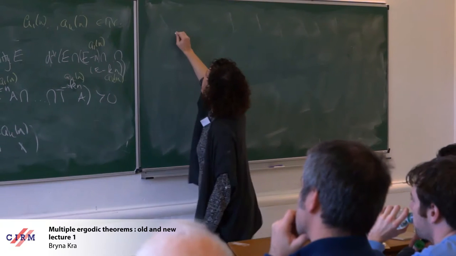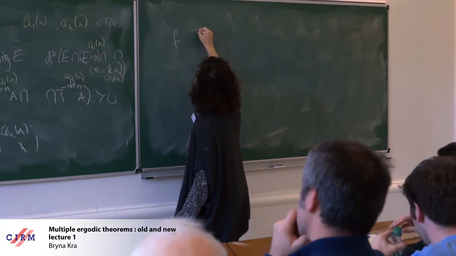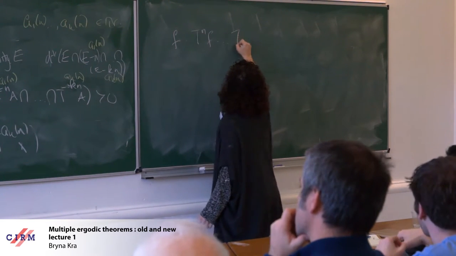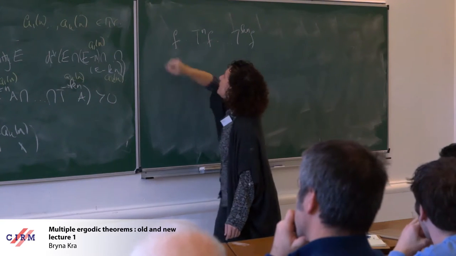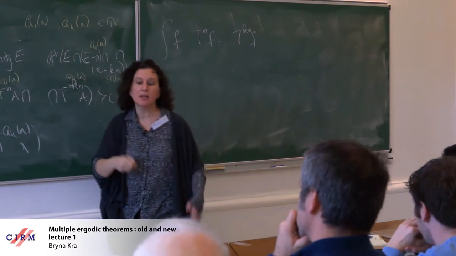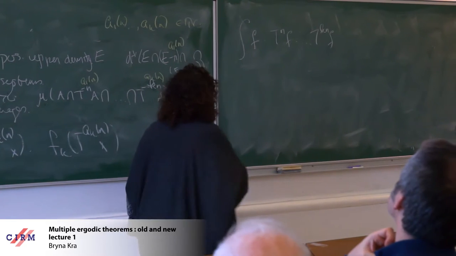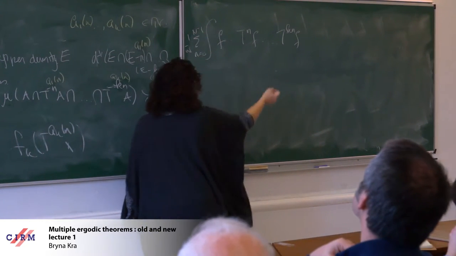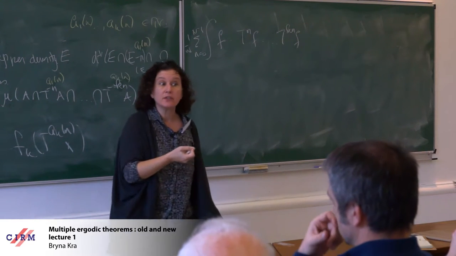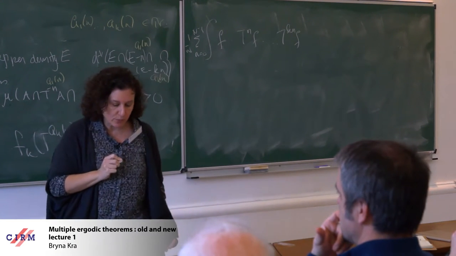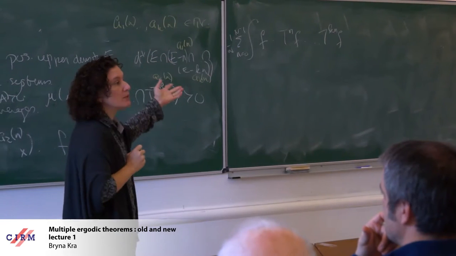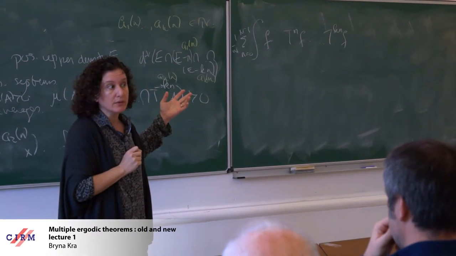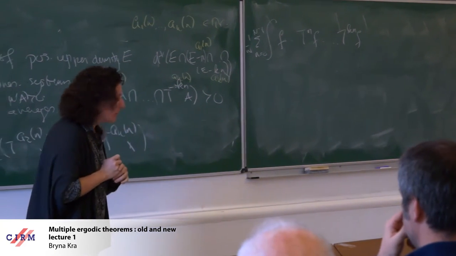I could take all these to be f's that are the indicator function, and for example, if I'm looking at such a thing, I could look at the integral and then take the average of the integrals, 1 over N, sum n equals 0 up to N minus 1. And if f was equal to the indicator function of a set A, then I would want to show that, for example, the liminf of this was positive to get recurrence. Okay, so the two are related.